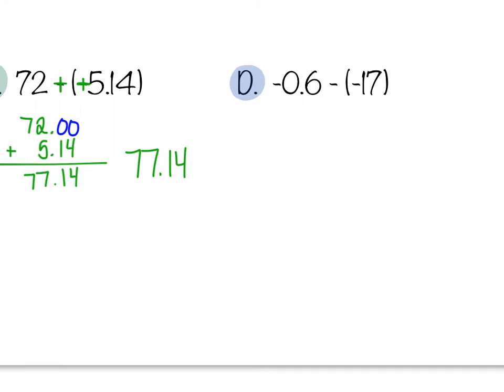And one more decimal problem here, negative 0.6 minus negative 17 can be rewritten as negative 0.6 plus positive 17. They have different signs, so we're going to subtract, and our larger number is definitely 17. The decimal point, again, comes at the end. And we're going to subtract 0.6. So I've got some extra zeros that I need to add here. You can even put one there if you want to.